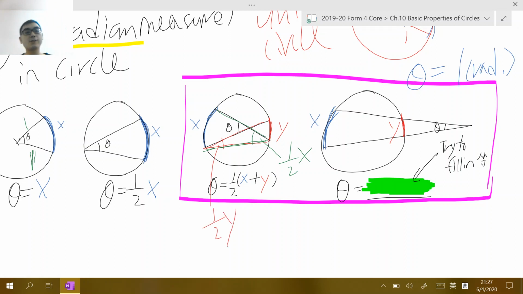Because of these two angles, using the second figure you have such a result. Then you can easily see that theta is just the exterior angle of this triangle, and theta is simply the sum of them. So you have the result theta equals 1/2(x plus y).